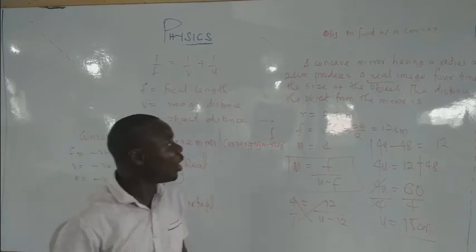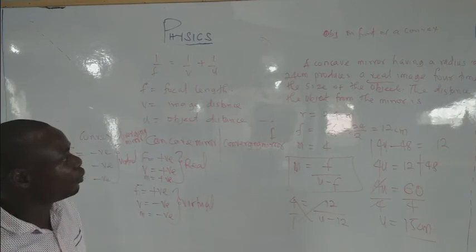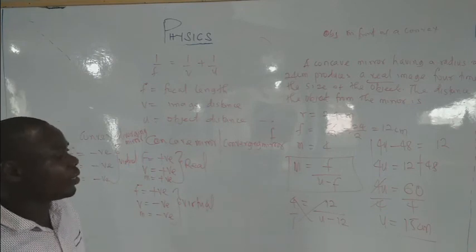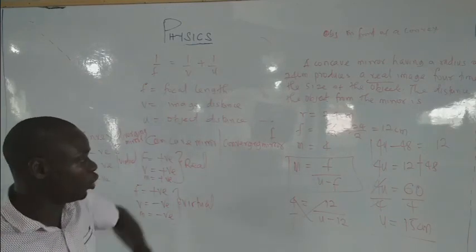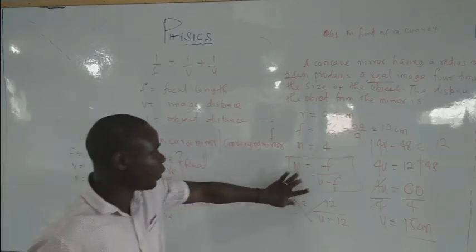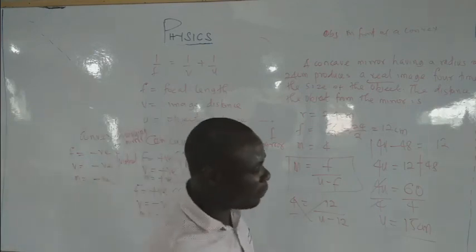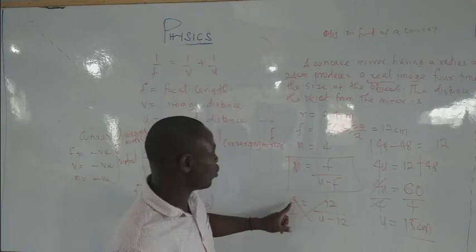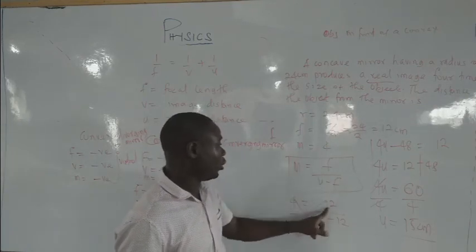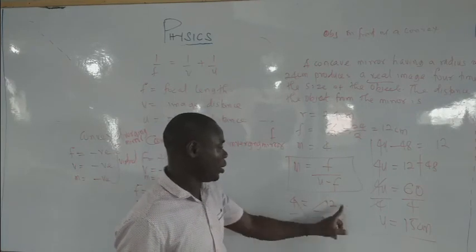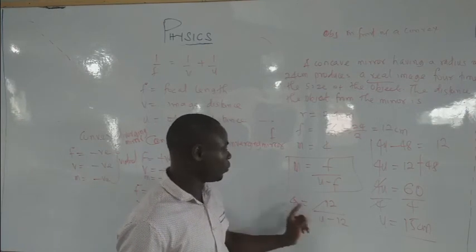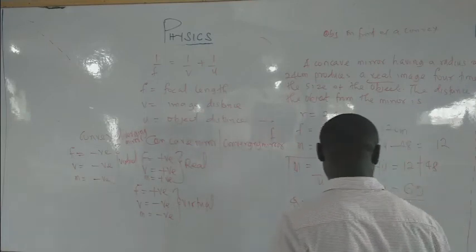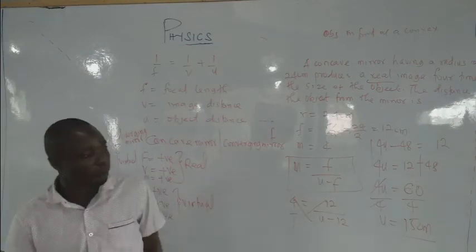Look at it very well. A concave mirror having a radius of 24 centimeters produces a real image 4 times the size of the object. Four times is the magnification here. The distance of the object from the mirror is the object distance, U. So you have to write the parameters. This formula is very, very important: M equals F over U minus F, to find linear magnification in terms of object distance and focal length. Put in the values: M is 4, F is 12, U is unknown. Cross multiply: 4U equals 48 plus 12. Taking this to this side, we have 60. 4U is equal to 60, so U is 60 over 4, which means splitting 60 into 4 places. Each is 15 centimeters.